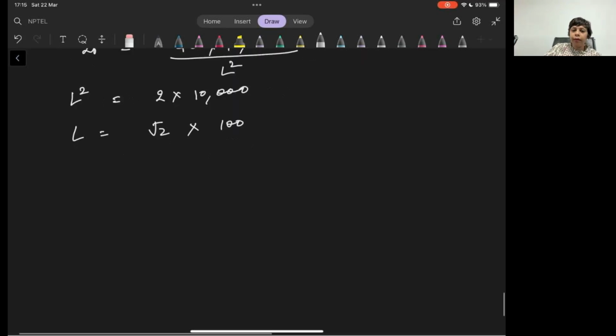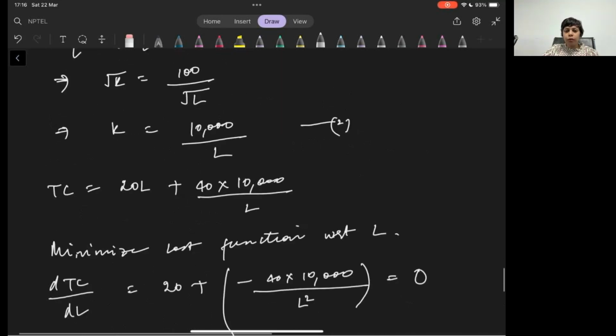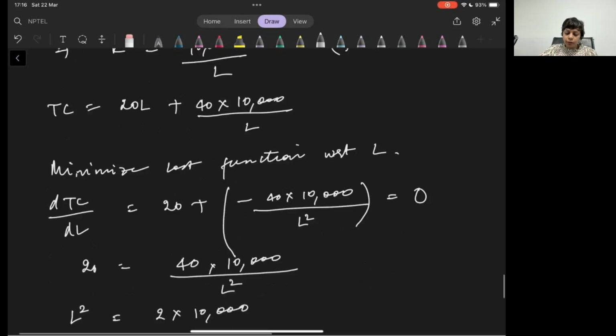You take an under root throughout the equation, which comes out to be the same thing again: 1.414 into 100 is equal to 141.4. Okay, this is the value of L. Now we can of course compute the value of K from equation 2. We derived this long ago from the production function. K is equal to 10,000 upon L, or you can just say K into L is equal to 10,000.